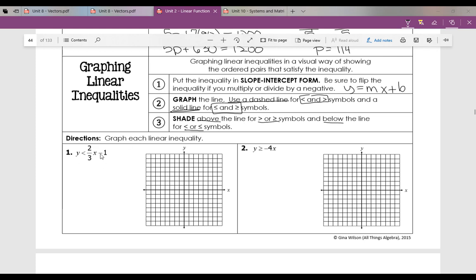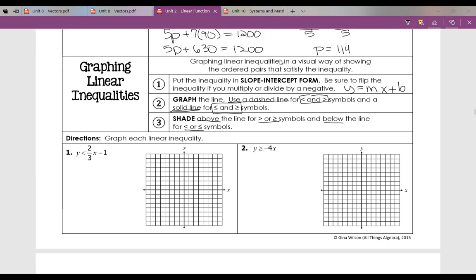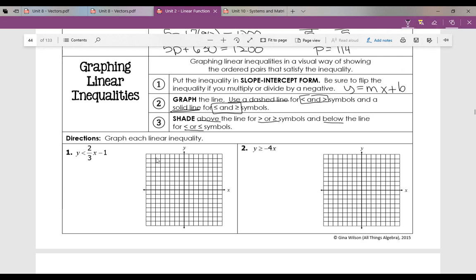So this problem right here is in y equals mx plus b format, okay? Two things that I know. I'm going to have a dotted line because of that symbol, and then I'm going to shade everything below the line that I draw, all right? So two things I can get from that just from looking at that y equals mx plus b equation.